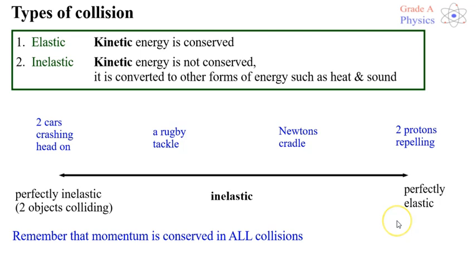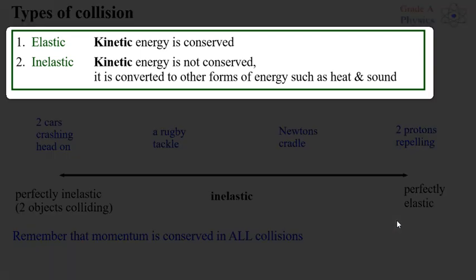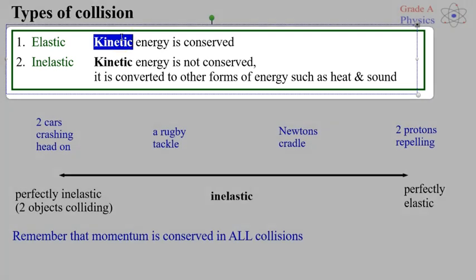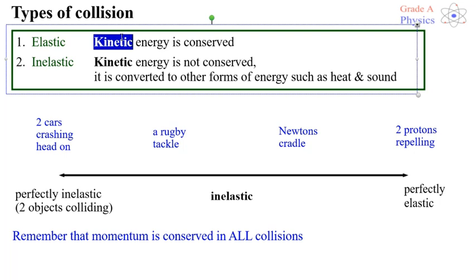Final thing we need to consider is the types of collision. So an elastic collision is when kinetic energy is conserved. Now it's really important to include the word kinetic. If you say that energy is conserved, well that's always true. That's the law of conservation of energy. So that's not particularly helpful. And if you miss that out in the exam, you won't get the mark.